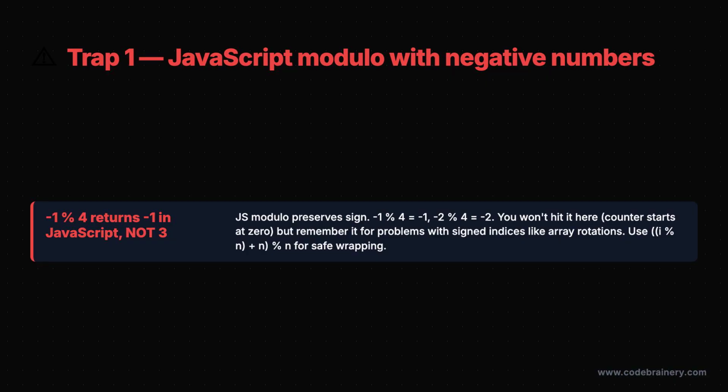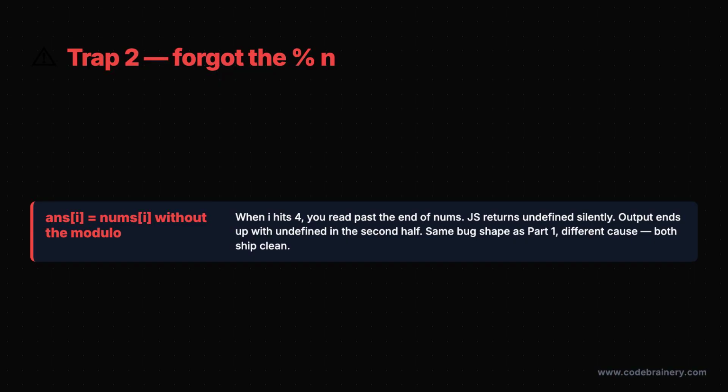Trap 1. JavaScript-specific. The remainder operator with negative numbers is weird. -1 modulo 4 is -1, not 3. You won't hit it here because the counter starts at 0. But remember it for problems with signed indices, like rotations. Trap 2. Forgetting the remainder. If you write output at counter equals input at counter, without the modulo, you index past the end of the input on the second half. JavaScript returns undefined, silently. The output ends up with undefined values. Same bug shape as Part 1, different cause.